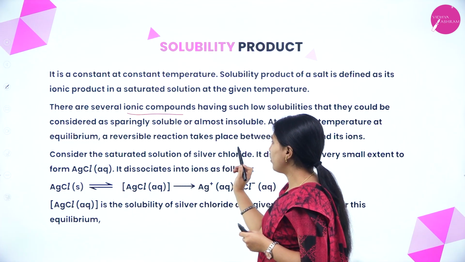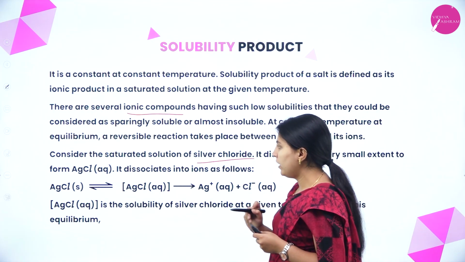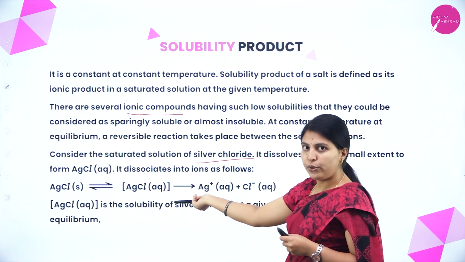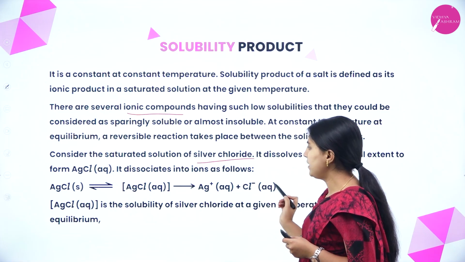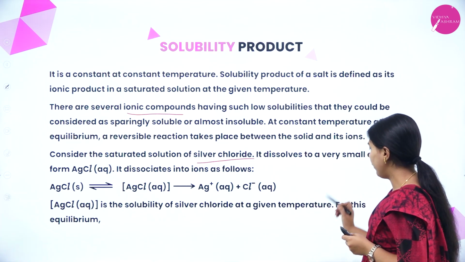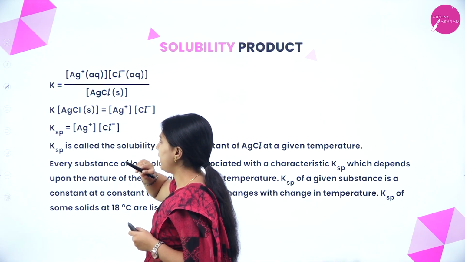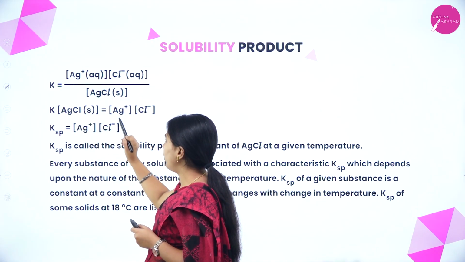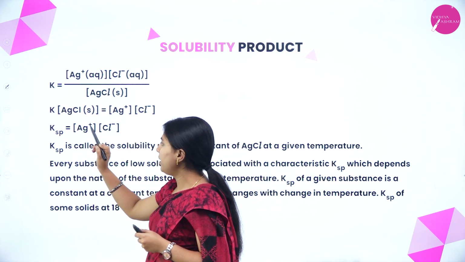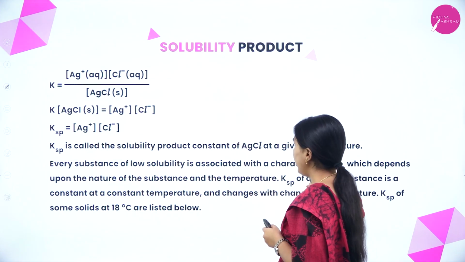Consider the saturated solution of silver chloride. It dissolves to a very small extent to form AgCl. It dissociates into ions as follows. Here silver chloride gets into aqueous solution and forms Ag plus and Cl minus. Here AgCl in the aqueous medium is the solubility of silver chloride at a given temperature. For this equilibrium, concentration of products by concentration of reactant, the dissociation constant of AgCl equals concentration of Ag plus into concentration of Cl minus. Then the solubility product of the sparingly soluble salt is Ag plus into Cl minus at a given temperature.